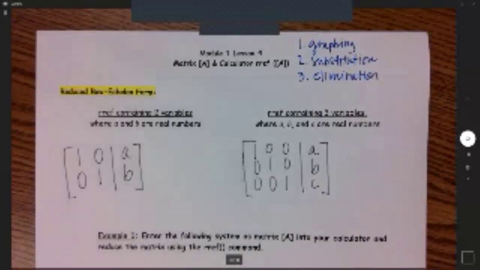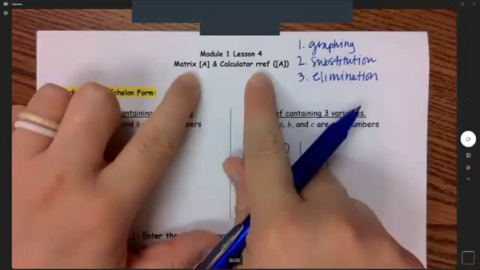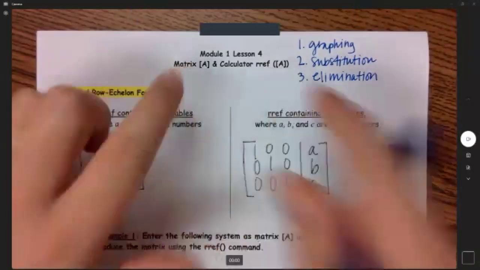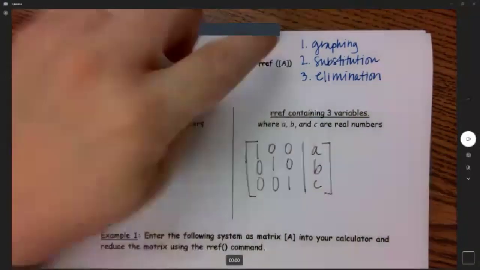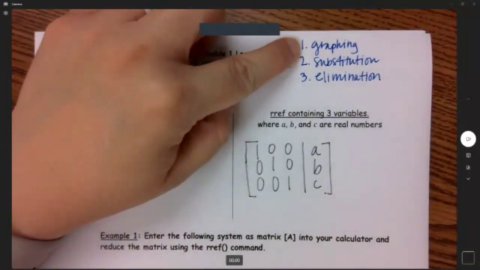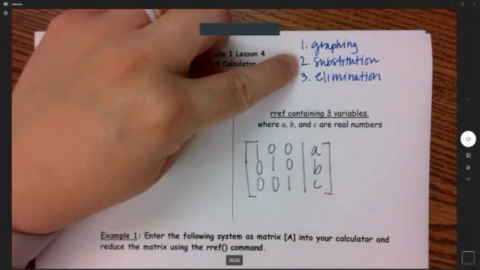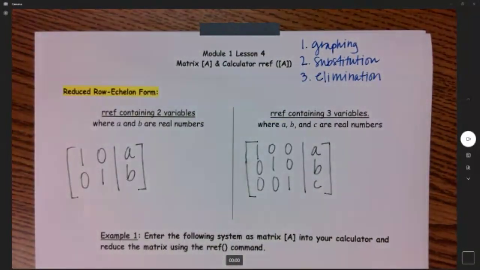Before I start this video, I do want to make sure we understand what we're doing and the goal of this. When I'm using matrices and my calculator and that rref command, which is what we're going to be going over throughout this lesson, this is a fourth way to solve systems of linear equations. We have already learned how to graph. We have already learned how to solve by substitution. We've already learned how to solve by elimination. So the fourth way to get the exact same answer. So I want to make sure we understand what we're doing here before we get started.